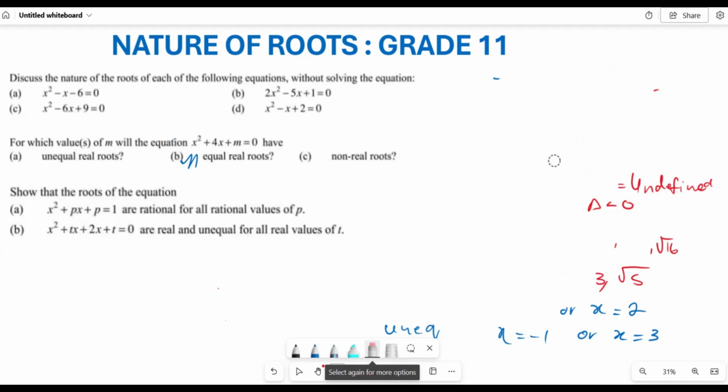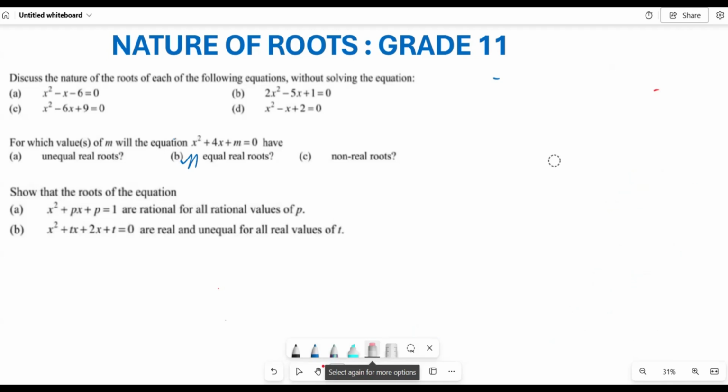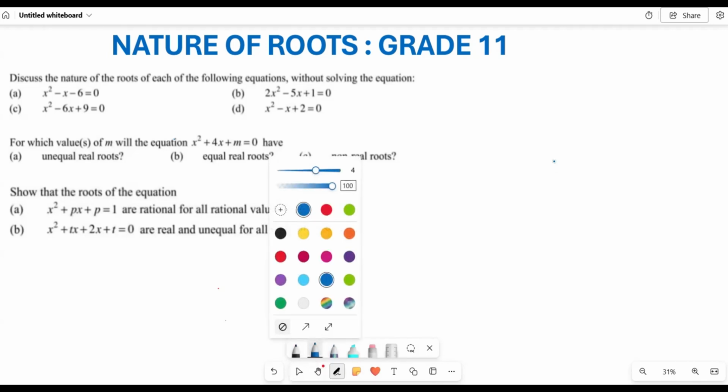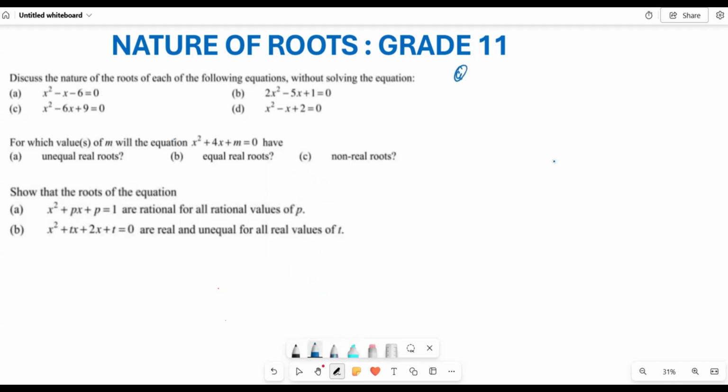In here, I want you to look at this number 1. What are they saying here? They want us to discuss the natures of roots for each of the following equations. So what is it that you are doing here? How can we define this? Remember, for your A, you are having x squared subtract x subtract 6 is equal to 0.